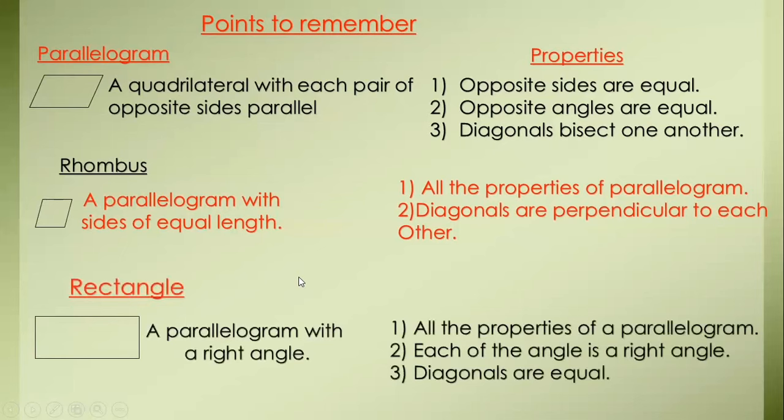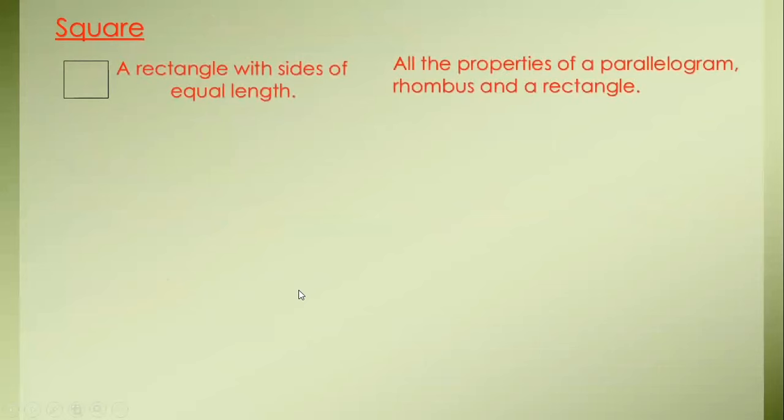Then rectangle, a parallelogram with a right angle. It has all the properties of a parallelogram, and each of the angles is a right angle and diagonals are equal. Next one, square. A rectangle with sides of equal length. It has all the properties of a parallelogram, rhombus and a rectangle.